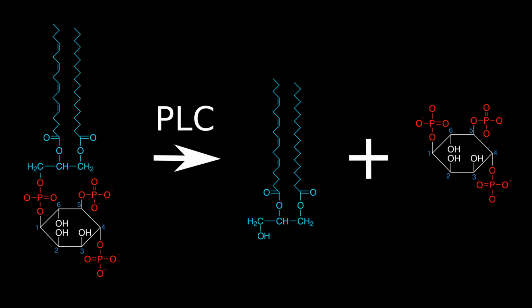So just to show it again, here's our two fatty acid chains. Here's our residue of glycerol, to the phosphate, to the inositol, our two phosphates on there. Phospholipase C is just going to break this right here. So then we have a 1,2-diacylglycerol and this, which is the 1,4,5-inositol trisphosphate.